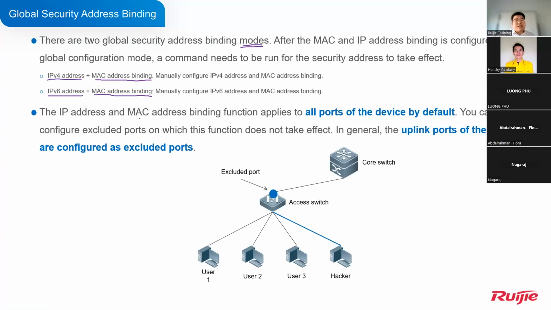So it's supported in both IP version 4 and IP version 6. And the IP address and MAC address binding function applies to all ports of the device by default. Since it's global, all the interfaces or all the ports will get the binding information. And you can configure excluded ports on which this function does not take effect. Normally, the excluded port is the uplink port.